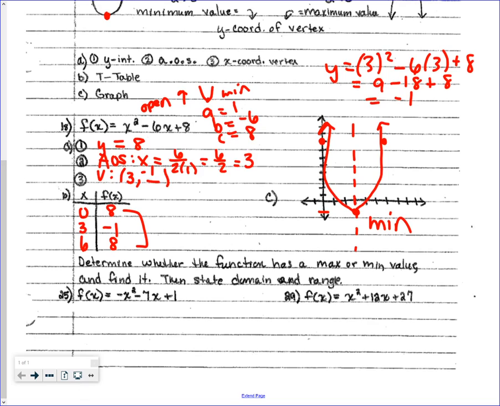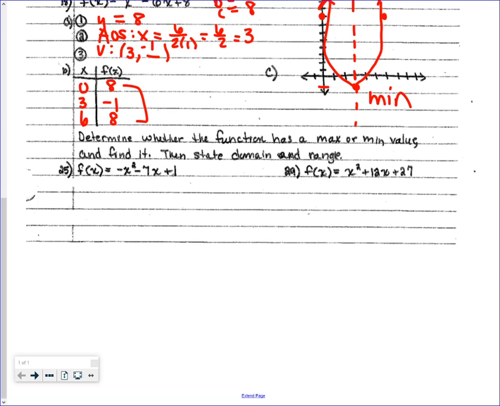Determine whether the function has a max or min and find it. State the domain and range. So this is in descending order. Is it going to open up or down? Down, because that's a negative in front of the square, right? If it opens down, it looks like this.